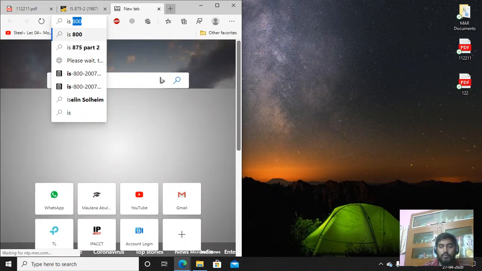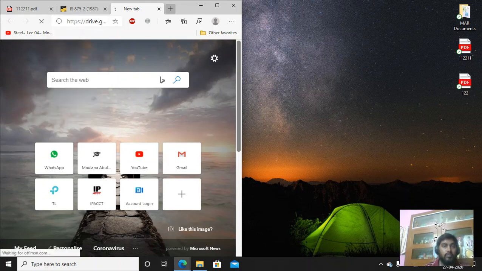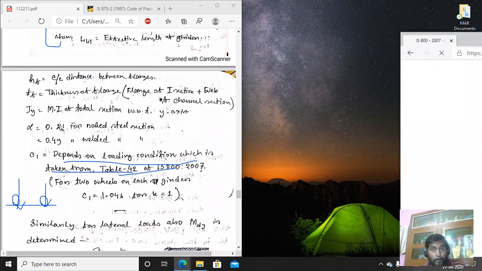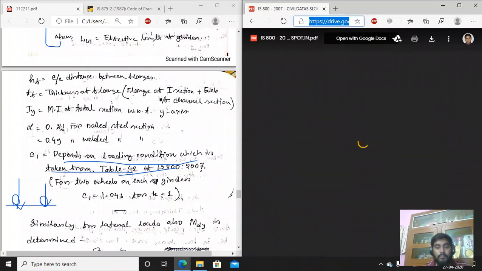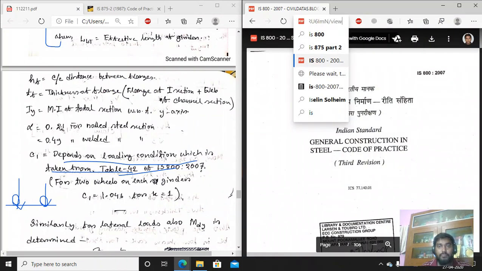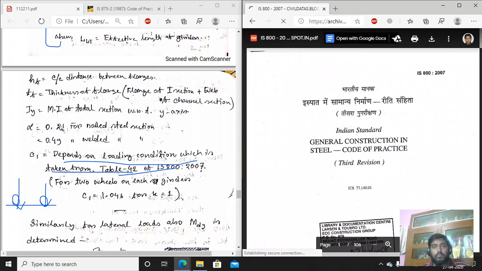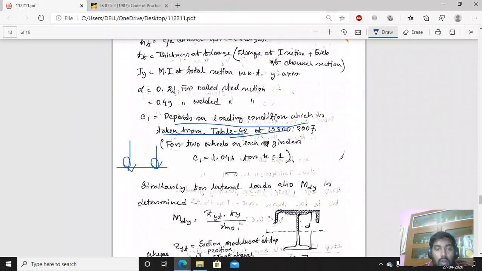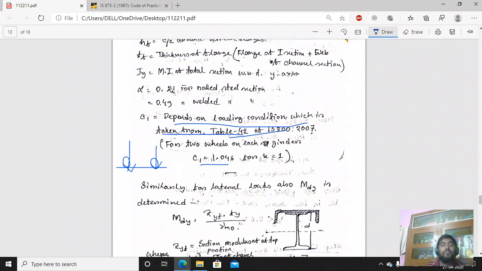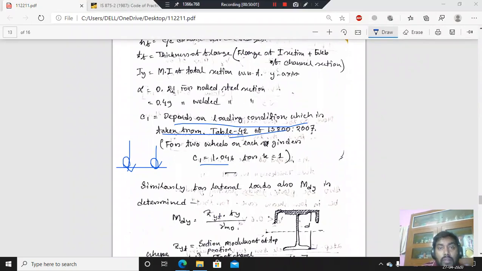Let us again open IS 800 2007. This is the value, 1.046, because two wheel loads are acting. Because of that we have to take this value.